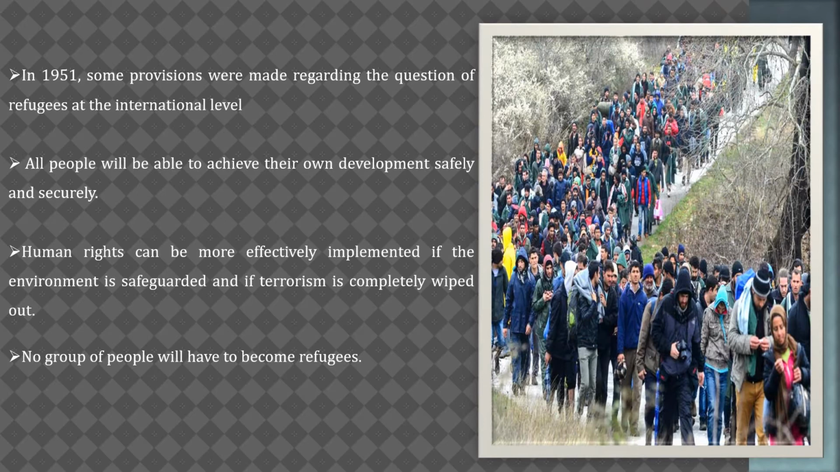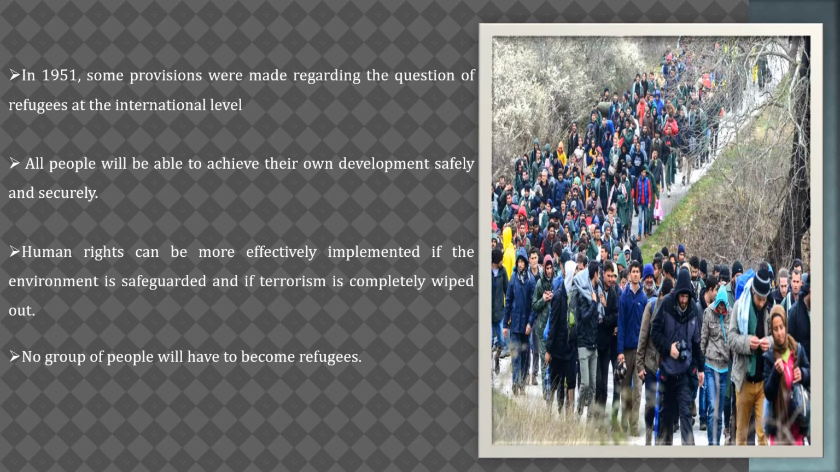In the year 1951, some provisions were made regarding the question of refugees at the international level. One such provision was that the refugees will not be forcefully sent back to their countries against their wishes. Similarly, an office of the United Nations High Commissioner has been established to solve their problems.